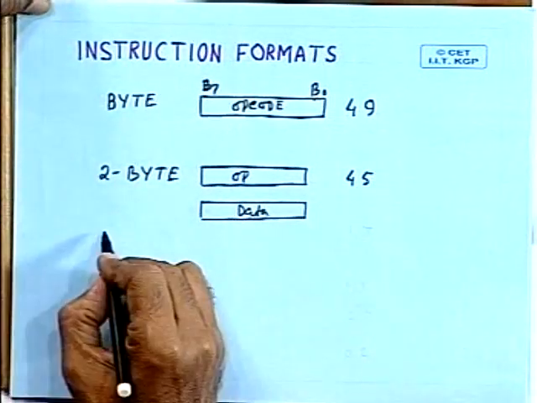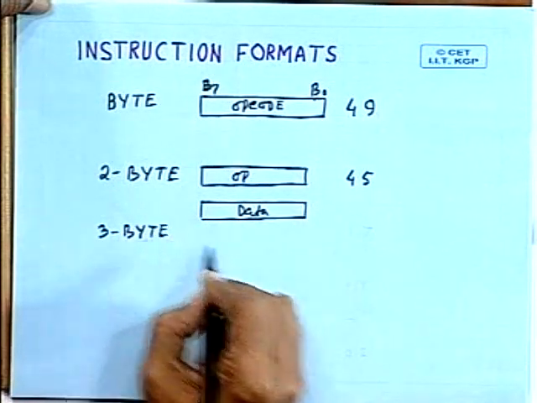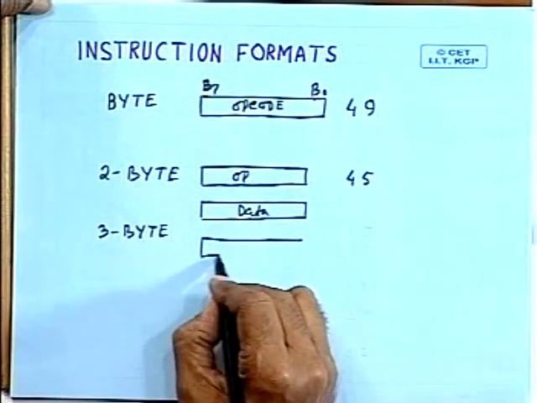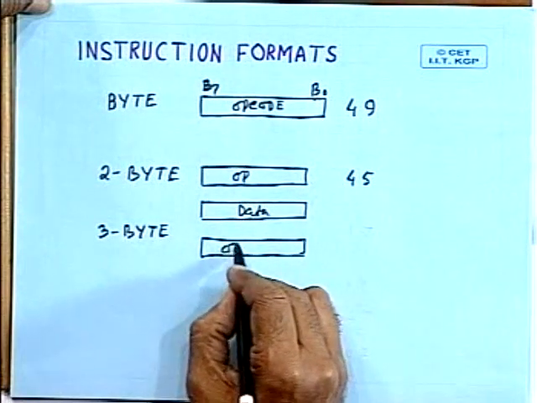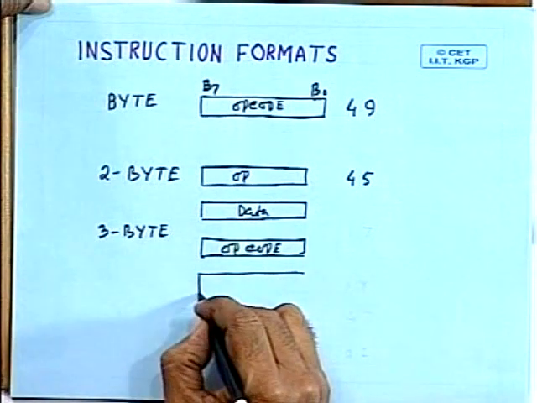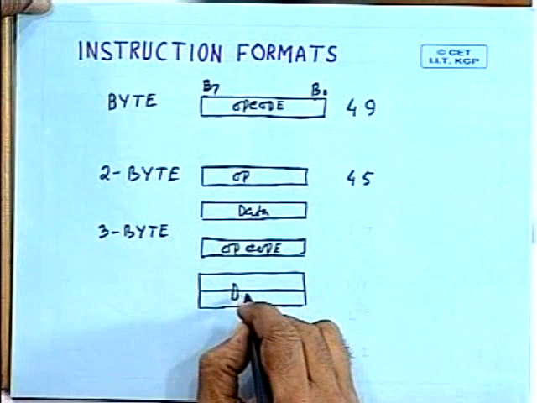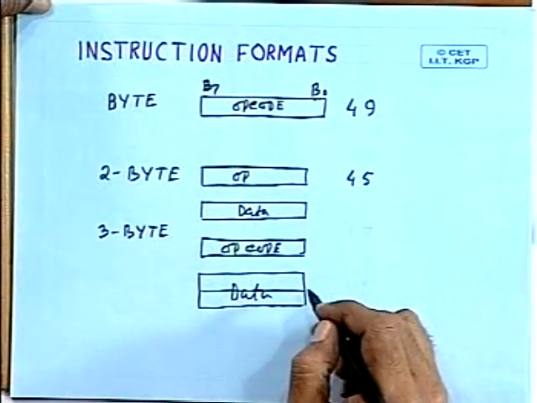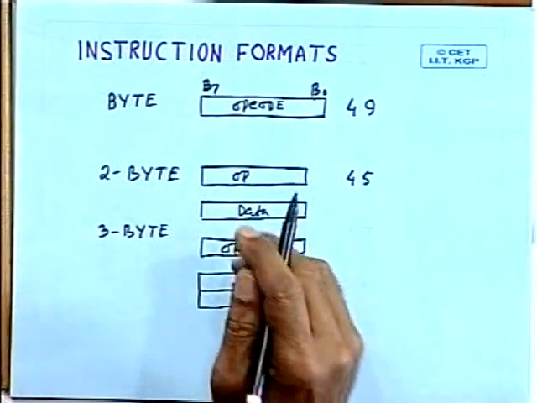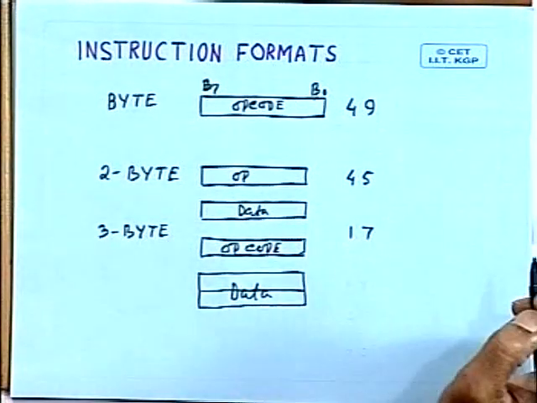Then there are a few instructions which are also of 3 bytes. That means here you have the opcode followed by 2 bytes. These 2 bytes can usually be immediate data. When you have to load the data pointer, which is a 16-bit register, this has to be 16 bits. And the number of 3 byte instructions is 17.